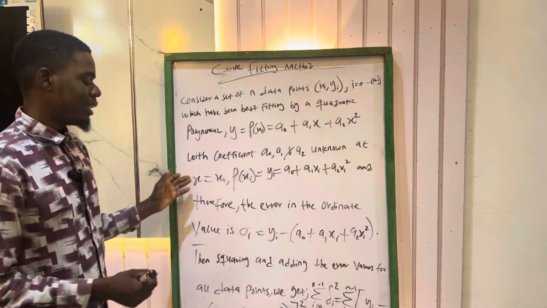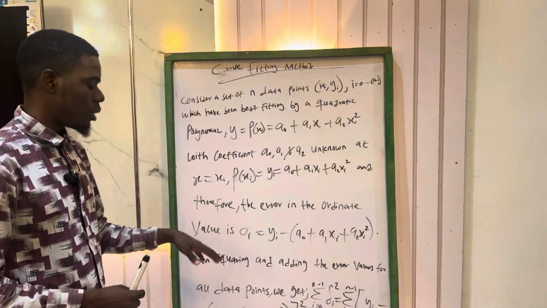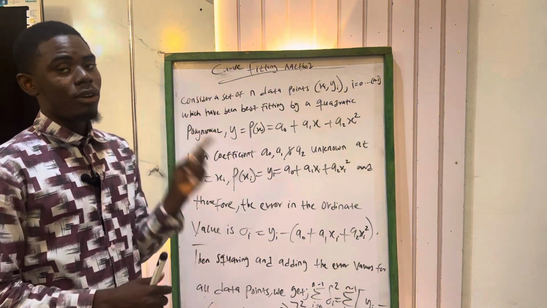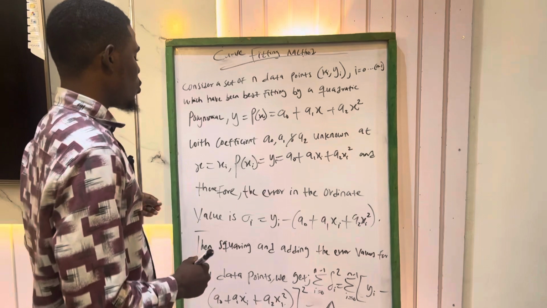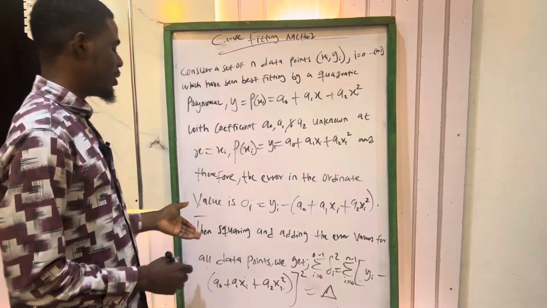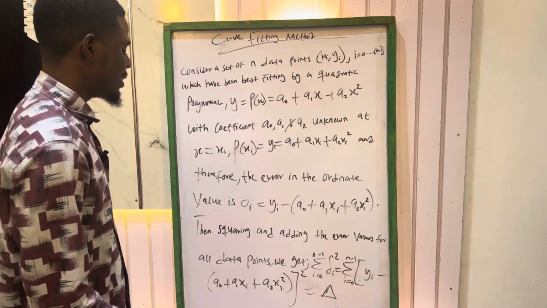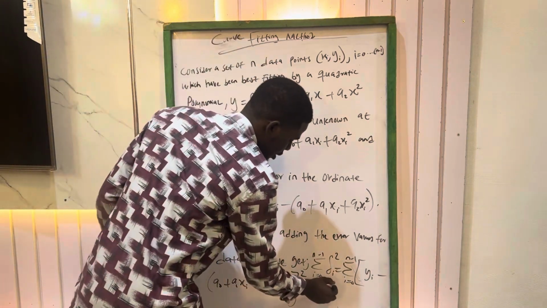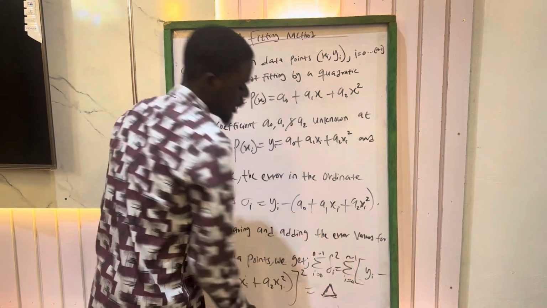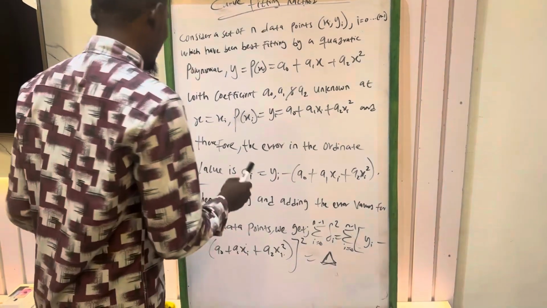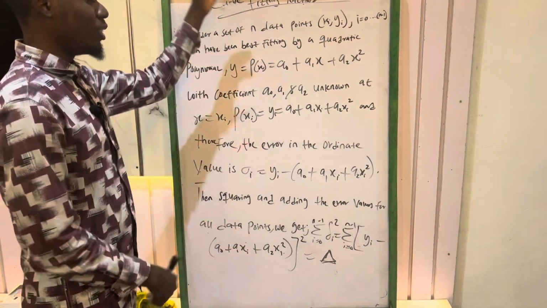As I've already said, when we square the value of the error, that is the error value of the ordinate, and add the error value for each of those data points that were given in the question, then we can say that this is going to be the resultant error value that we're going to get, right?